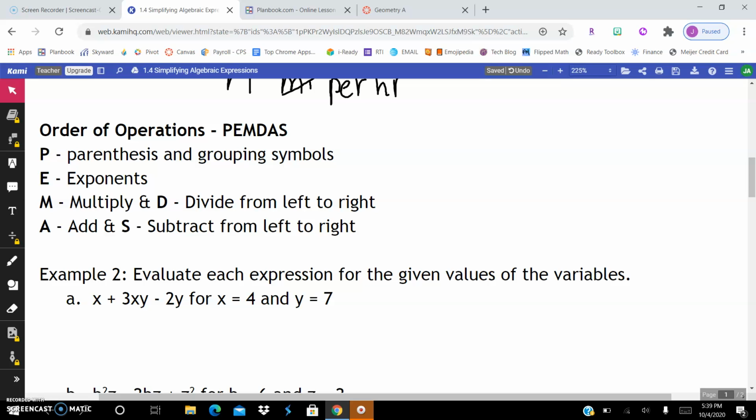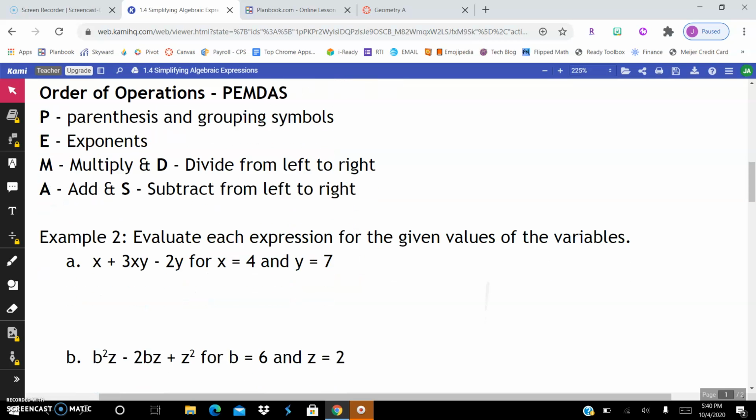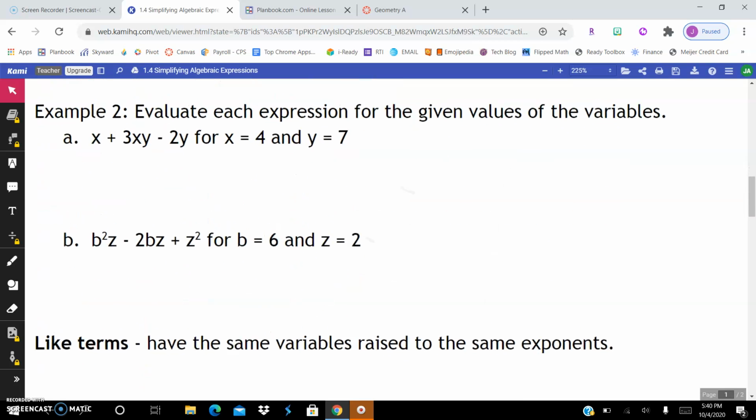PEMDAS. You guys have been doing this for quite some time, so just a refresher here. PEMDAS stands for, the P stands for parentheses and any other grouping symbols that are in your problem. The E stands for exponents. The M stands for multiply, and then the D stands for divide. And you have to do those left to right. And then the A stands for adding, and S stands for subtracting. And again, those are from left to right. Okay, so you have to use those as you go through these problems.